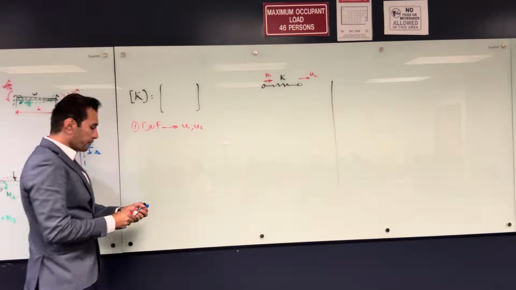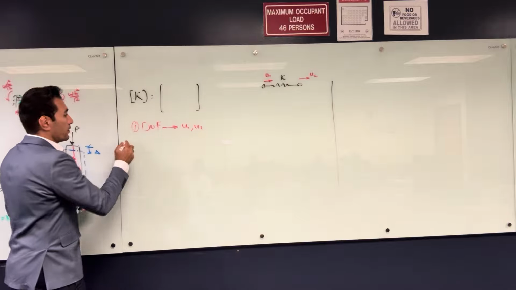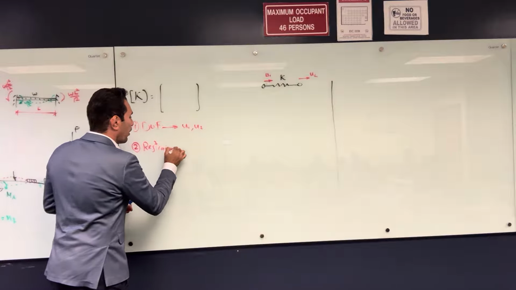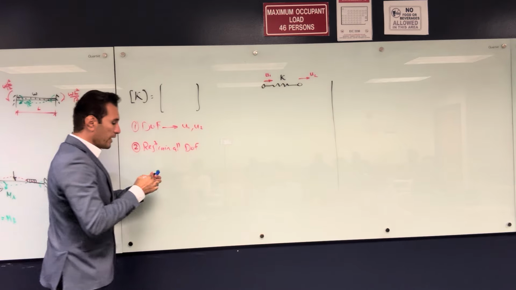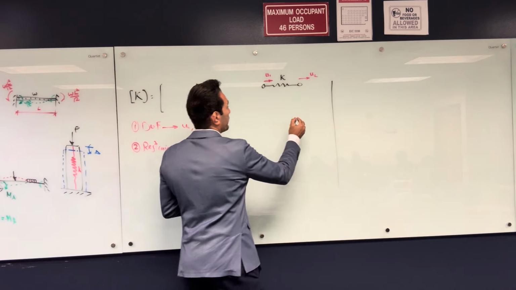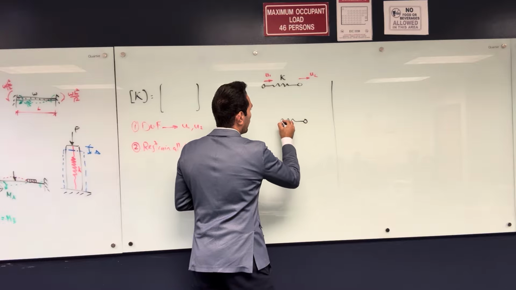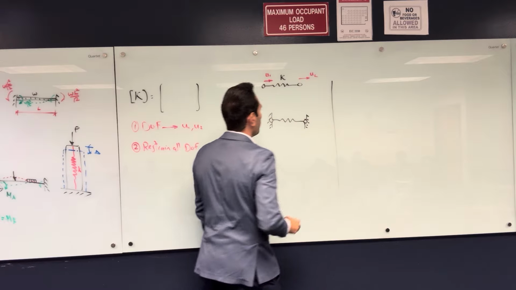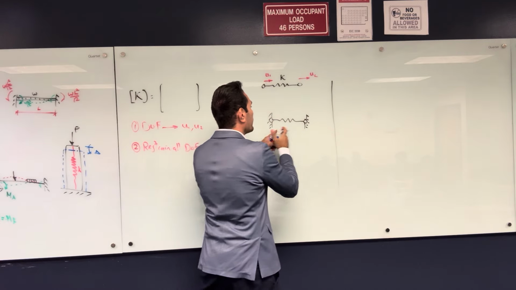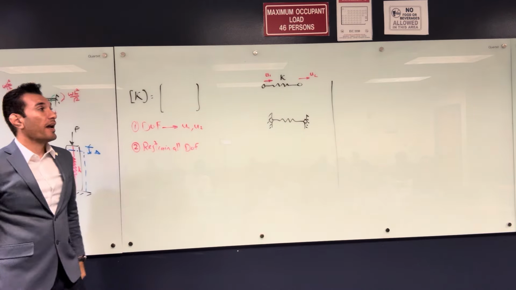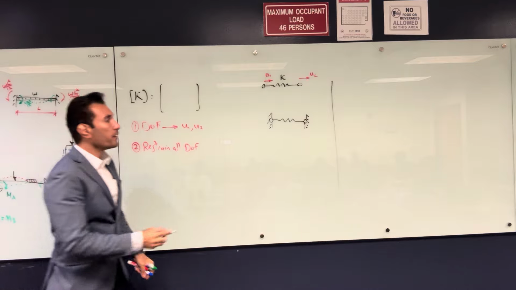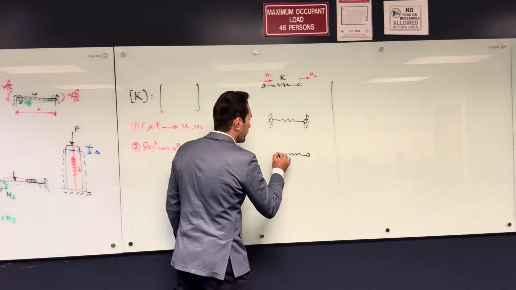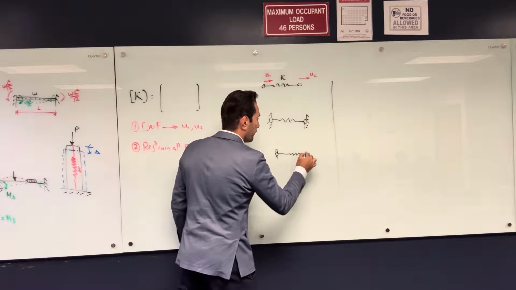Then number two, restrain all degrees of freedom. Take this spring, like this, and restrain all the degrees of freedom. Make this spring not move. That means you fix this and you fix this so the spring cannot have any deformation. Number three, apply unit deformation at each degree of freedom, one at a time.